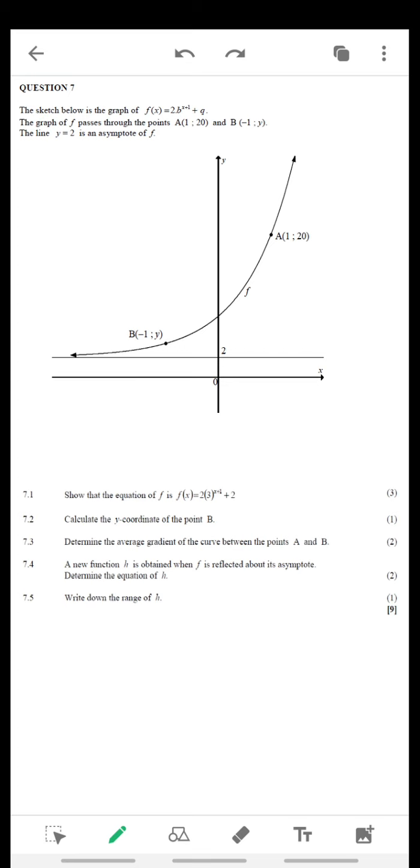Okay, so the line y equals 2, which is given there, is an asymptote of f. Remember, y equals 2 means automatically we know what our q is, which is equal to 2. Okay, so they want us to show that the equation of f is f of x equals 2 times 3 to the power of x plus 1 plus 2. Already, from what I'm trying to show, I have q already, which is 2. Okay, so the only thing that I will do is to substitute a point that lies on the function, then find b from this equation here.